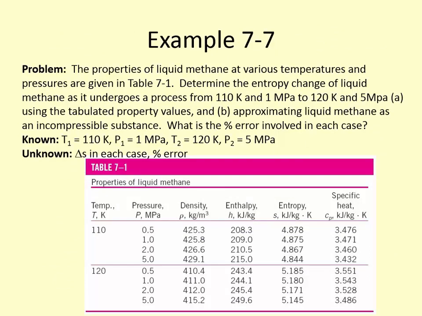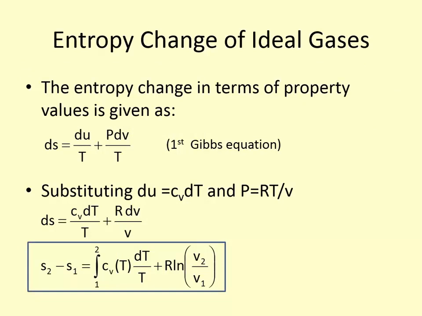questions? All right, so let's talk about ideal gases. So again, remember, this is a specific case where these equations apply. If we look again at the first Gibbs equation, we notice some terms that come up often when we're dealing with ideal gases, right? So we can substitute du with c sub v dT. And the P dv over T term, because P equals RT over v, we can substitute with R dv over v.